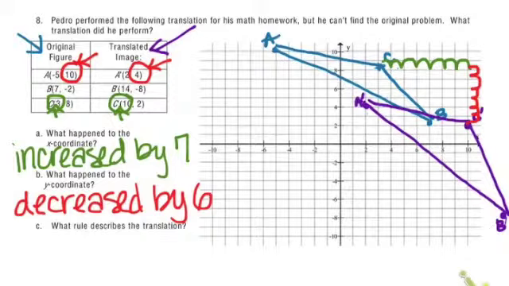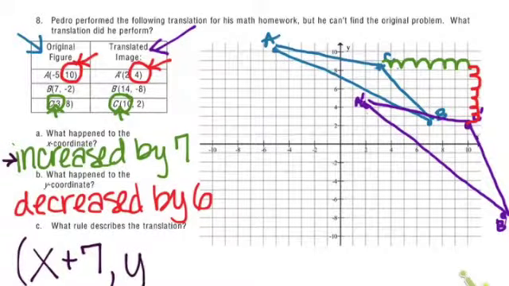Okay? So then when we're looking to describe the rule of what happened here, we're looking at what happened to the x value and what happened to the y value. So our x coordinate went to the right, which is the positive direction, or it increased by 7, so x plus 7. Our y coordinate went down, which is the negative direction, or decreased by 6, so y minus 6 is our rule for the translation. Okay. Notice again, same figure, it's just sliding.